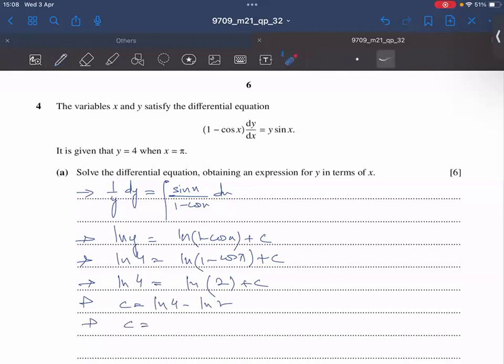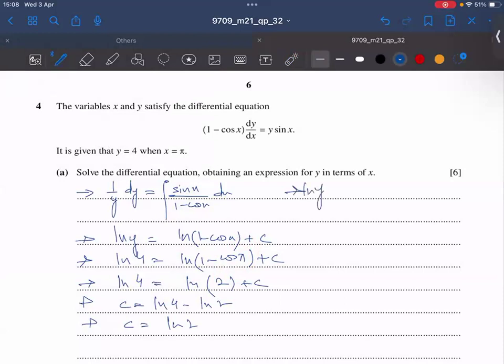No, you have to set your calculator in radians and then calculate the value of cos pi. You will get minus 1. It's going to be ln 2. Yes, all right. Yeah, ln 4 over 2 is ln 2. C is ln 2. I'm going to write down the equation.